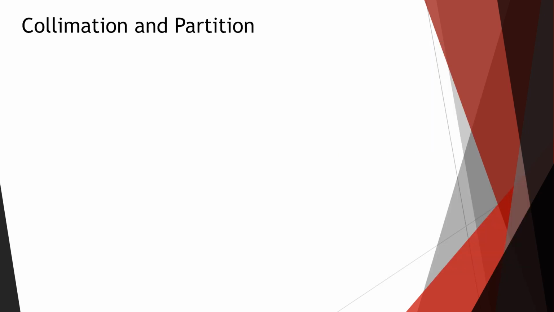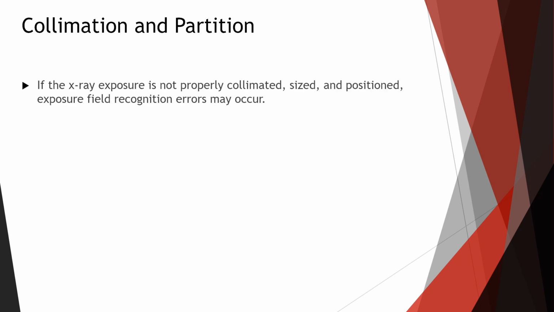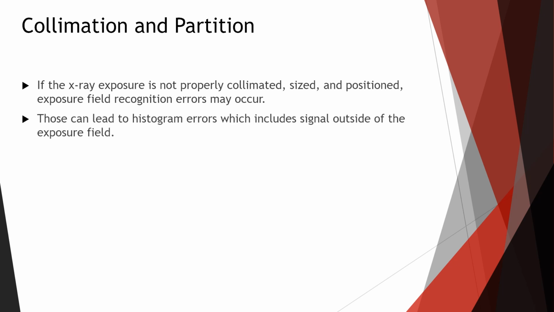We'll talk about collimation and partition. So obviously the anatomy can be missed due to collimation or positioning, but that's not what we're talking about here. If the X-ray exposure is not properly collimated, sized, and positioned, exposure field recognition errors may occur. So this is what we're talking about, okay? With the software, when the data is being analyzed, errors can occur if we're not properly collimated and sized, and those can lead to histogram errors, which include signal outside of the exposure field.